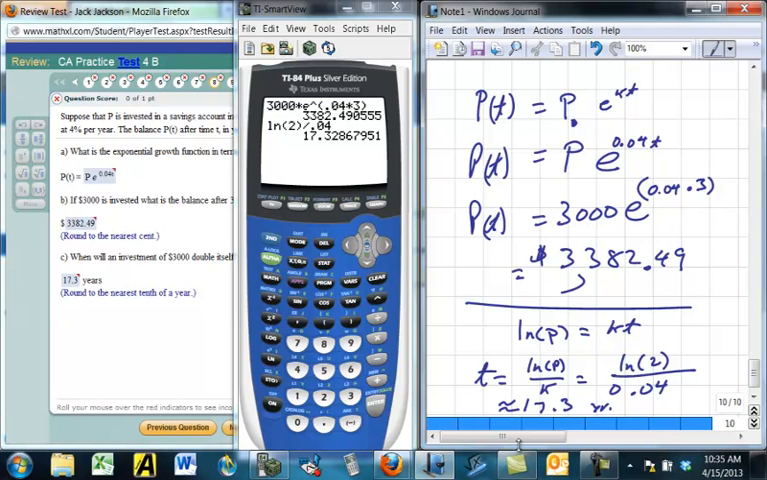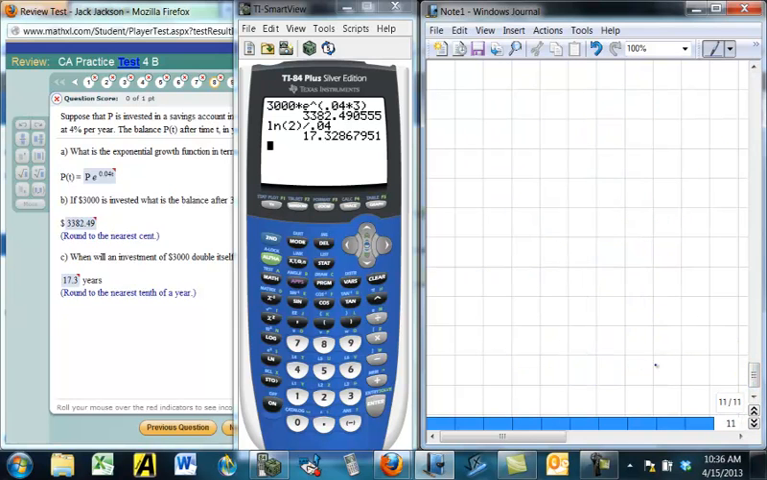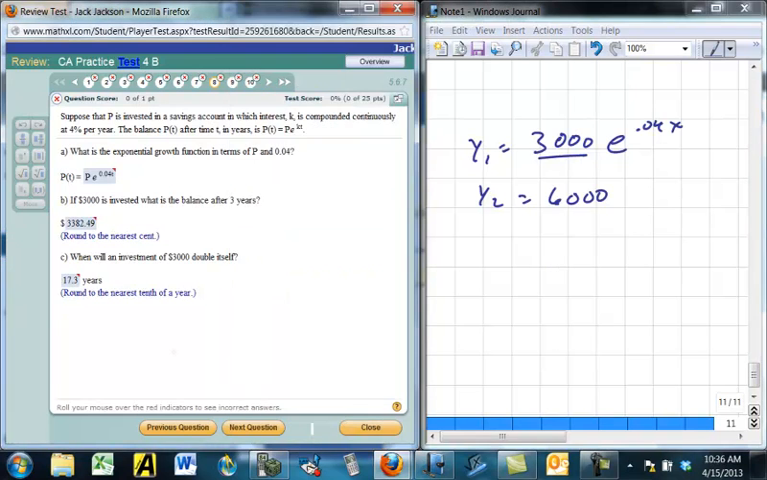Now, of course, we could have also done this by letting y1 be, actually it doesn't matter what you put in for P, but let's say it's 3,000 e to the 0.04x, then y2 just be double whatever you put here. So if that's 3,000, this would be 6,000, then just do a calc intersect, we'll get the same thing.